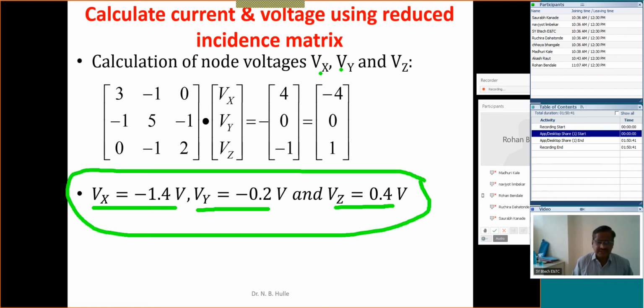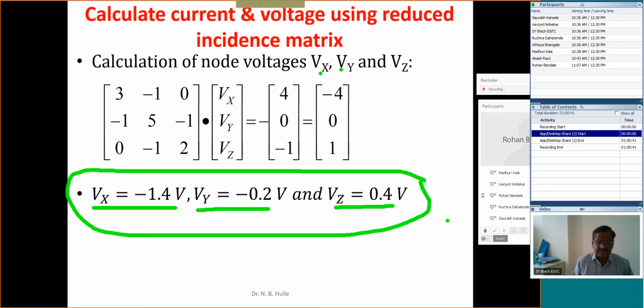Look at the methodology and what we need to give to the computer if we want to do its programming. We have to give three inputs to the computer. What are the three inputs? A, which is nothing but the reduced incidence matrix; YB, the branch admittance matrix; and IS, the current source matrix. Only these three inputs we have to give, and the computer directly computes the node potentials.